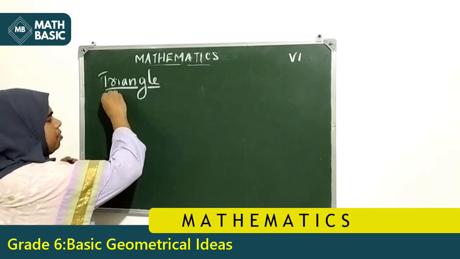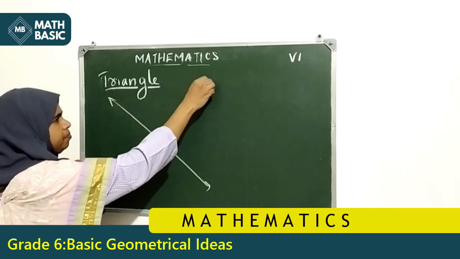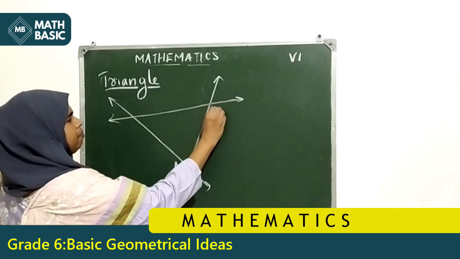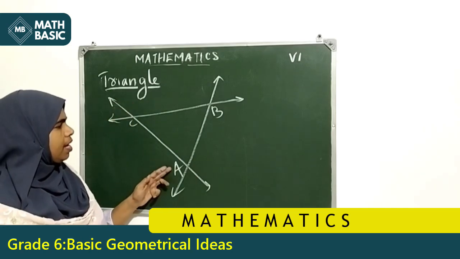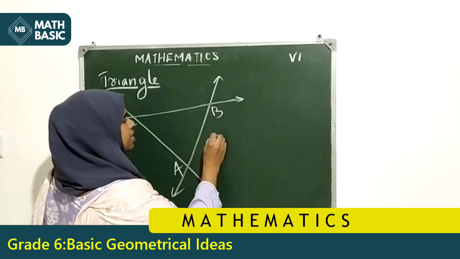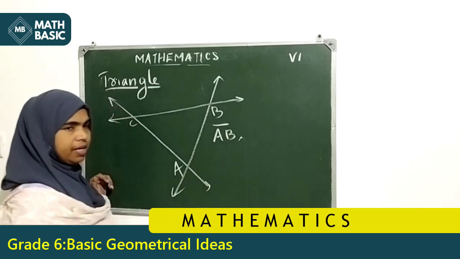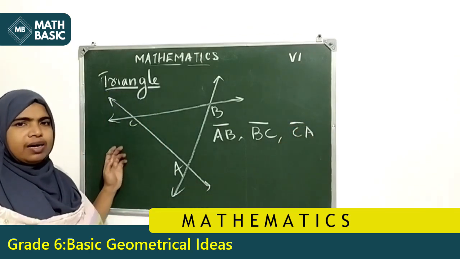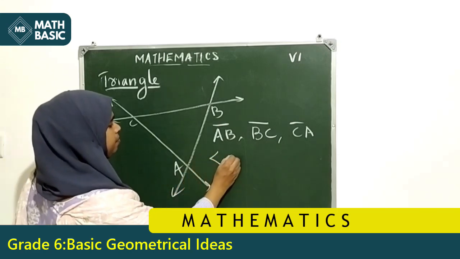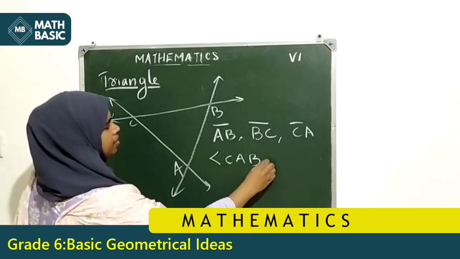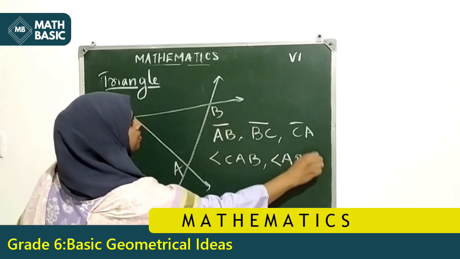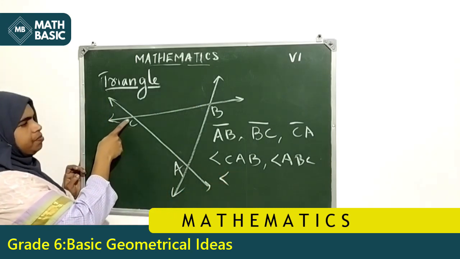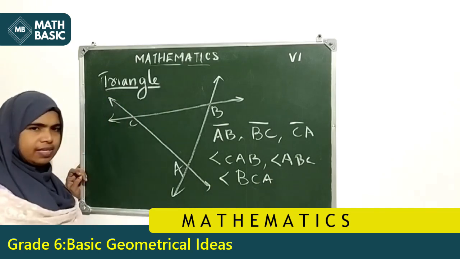Next is triangle. How can we draw a triangle? See, these are three lines. Using these three lines, we can make a triangle ABC. The sides of a triangle are line segment AB, line segment BC and line segment CA. Then angles are angle CAB, angle ABC and angle BCA. These are the angles formed here.